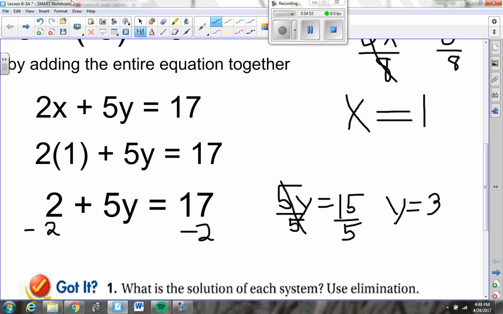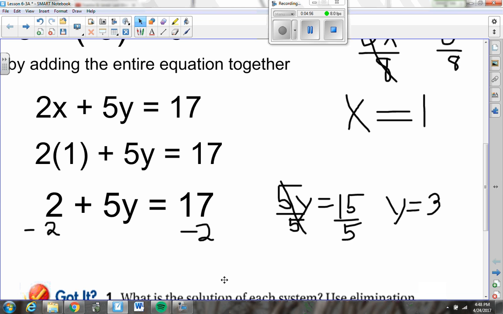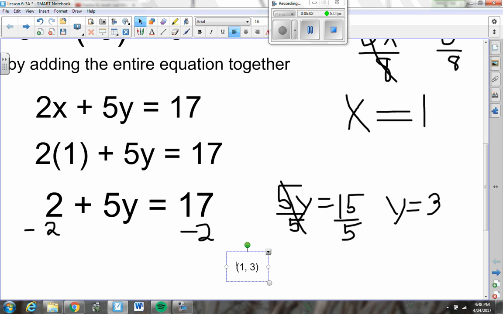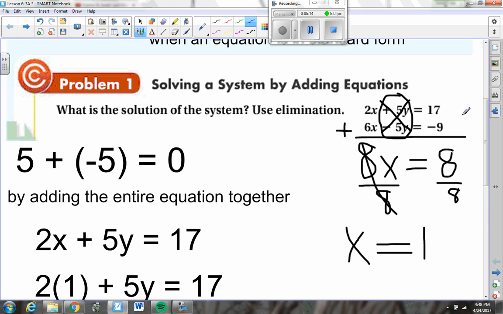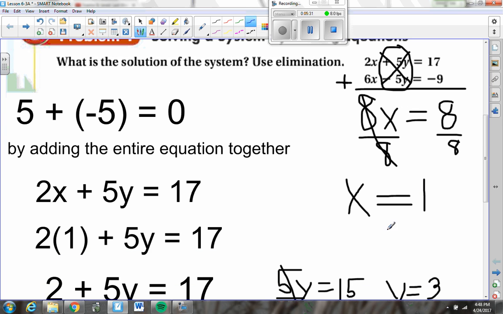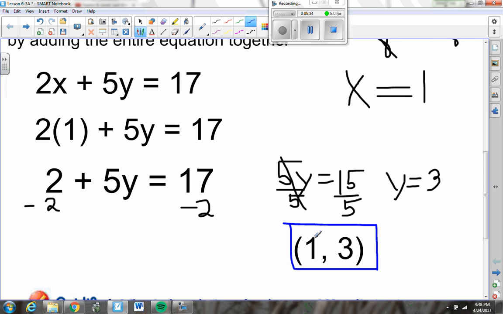So we have our final answer here: parentheses 1 for the x, comma 3 for the y. That would be my final answer. So again, the first step is we just add the two equations together, because in certain cases when you have a positive and a negative of the same number on, say, your y variable or your x variable, you can just add them together and they disappear. Once they disappear, we divide away the number that's on the other variable, and we have that one, and then plug it back into one of the two equations and you solve for the other variable.